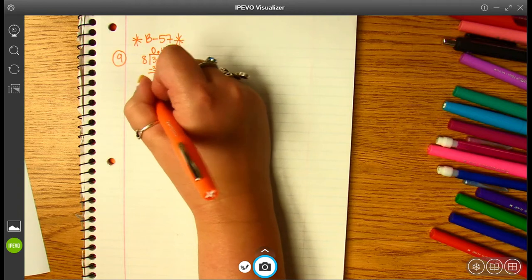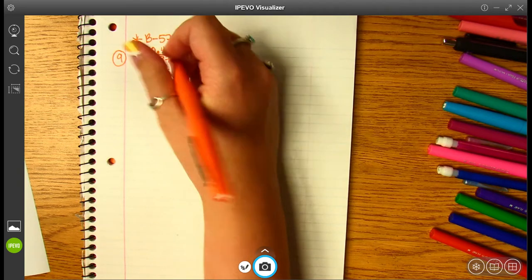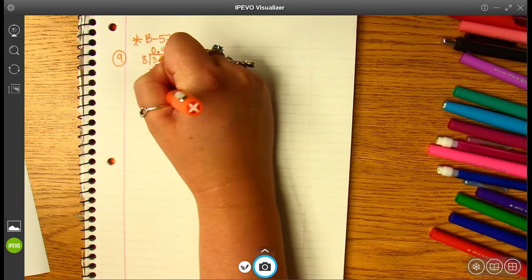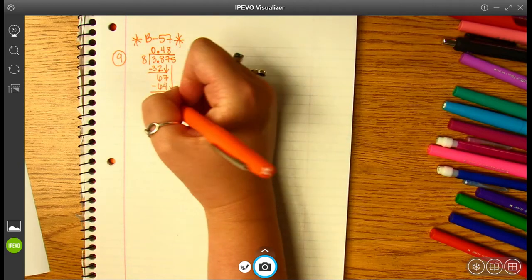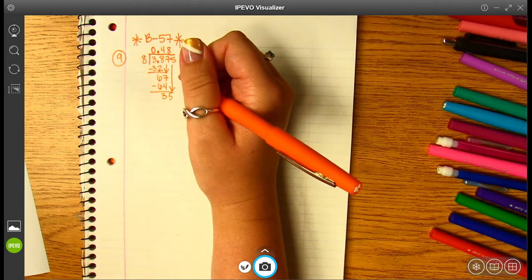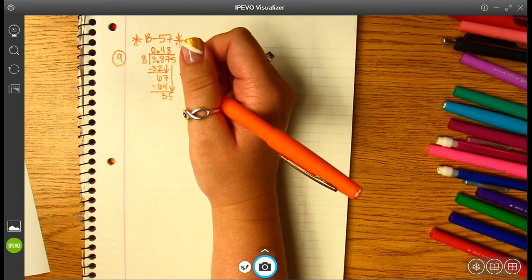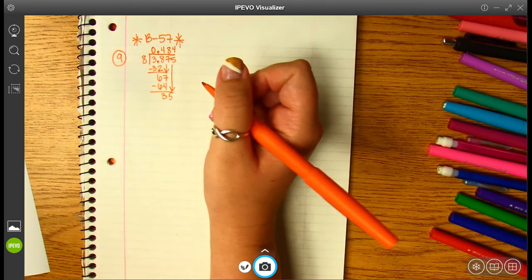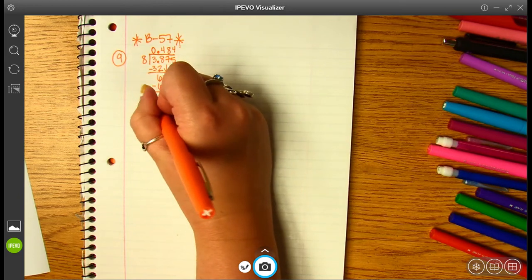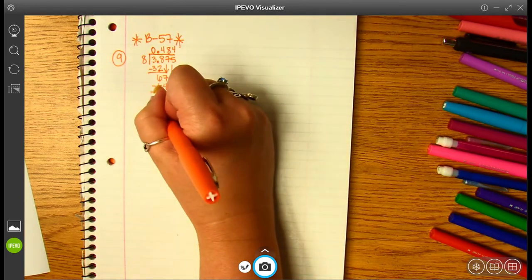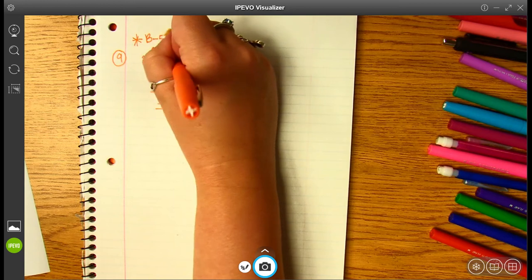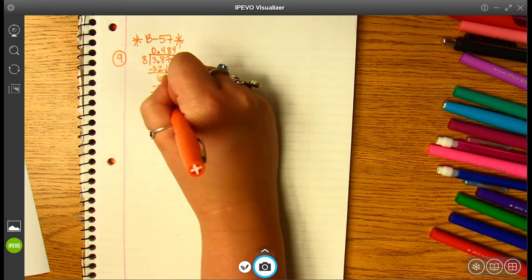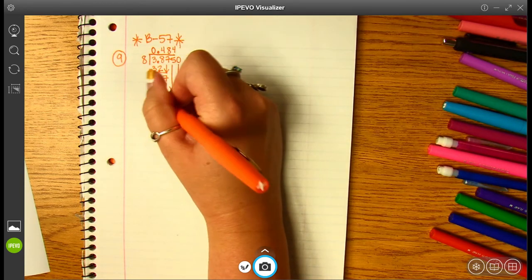When you subtract that, you get 3. Bring down your next number, which is a 5. And 8 goes into 35 how many times? What do you think? 4. Because 8 times 4 is 32. When you subtract that, you get 3. And then technically, you could bring down another 0 and keep going.